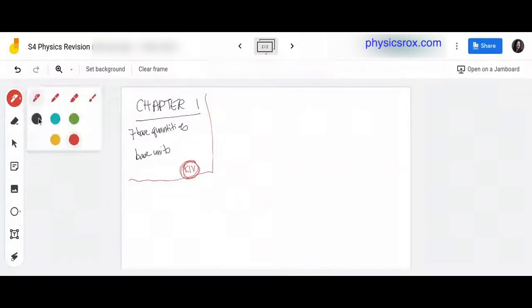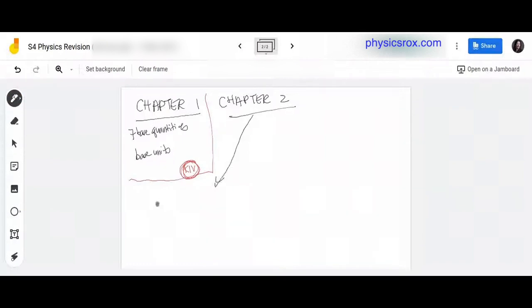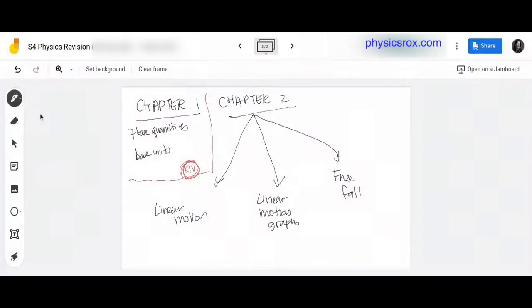So I want you to focus more on chapter 2 for your class test 2. Class test 1, so fast want to go to class test 2 already. Chapter 2, what have we covered so far? We've covered linear motion. We've covered linear motion graphs. And we have covered free fall, correct? So I need you to focus on chapter 2, okay? All 3 are important.